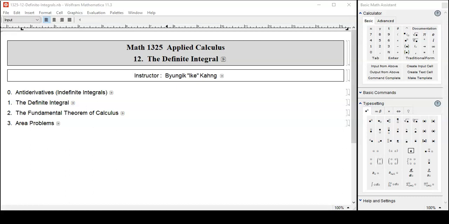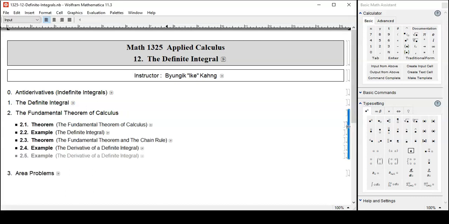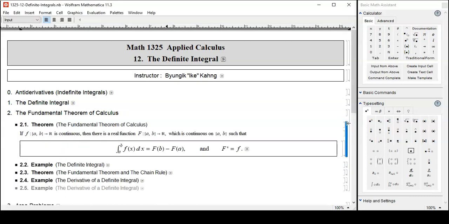Hello students, welcome back. Previously we went through what it means by a definite integral and we went through a couple of estimation problems. Now let's do a precise computation problem, and that's done by the fundamental theorem of calculus.